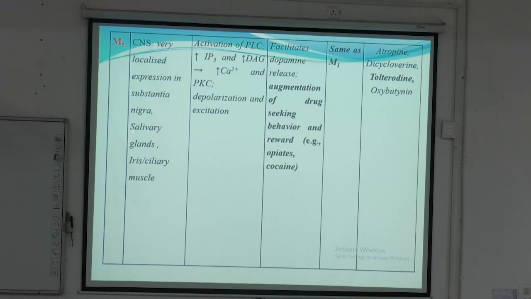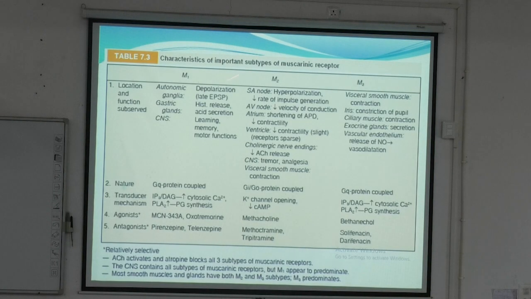M5 is, again, present in the CNS. Again, its action is similar to the M1, but there are some typical actions of the M5. It causes augmentation of the drug-seeking behavior and reward phenomenon. In the CNS chapter, you will read about the opioids. So opioids are the habit-forming drugs. So basically that causes some drug abuse that can be explained by the M5 receptor subtype. And the agonist is the same as M1 and the antagonist is tolterodine, atropine, etc. So this is the important M1, M2, M3.